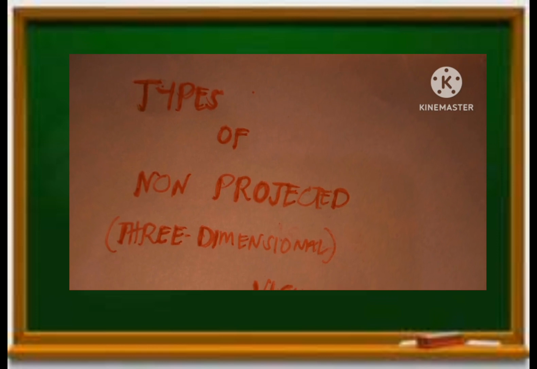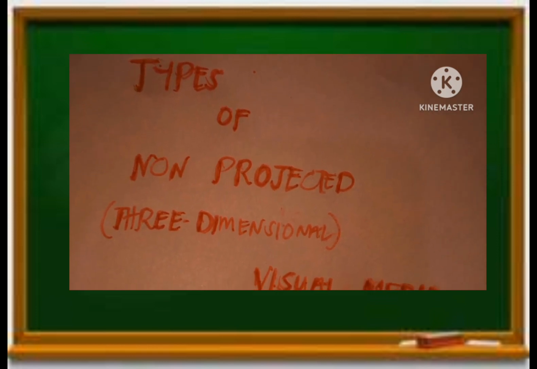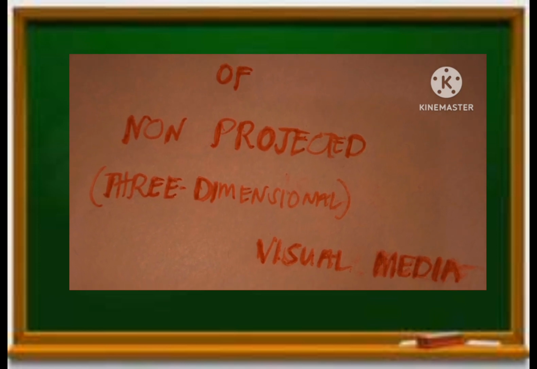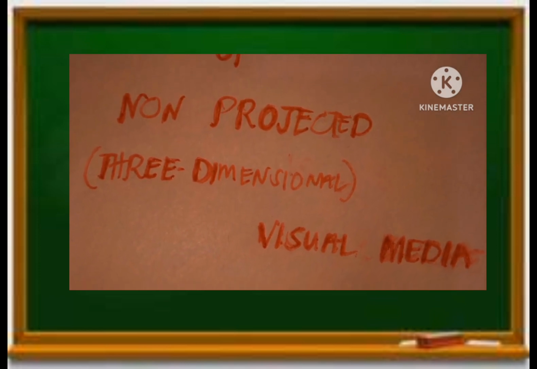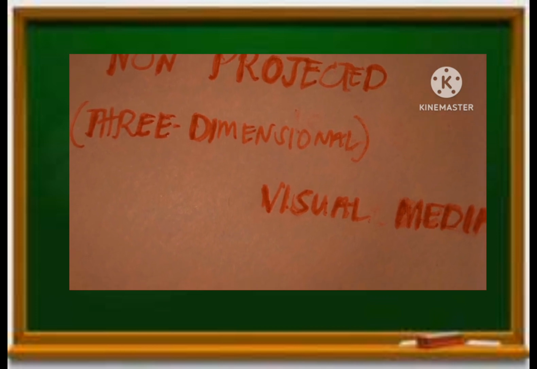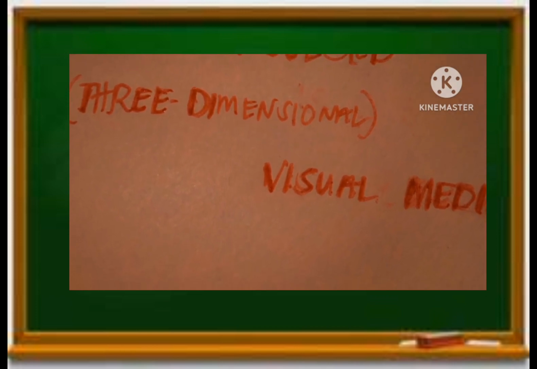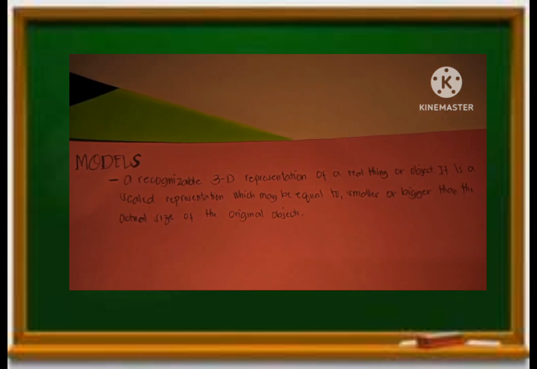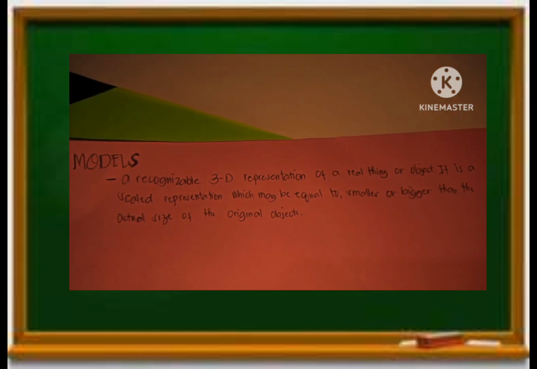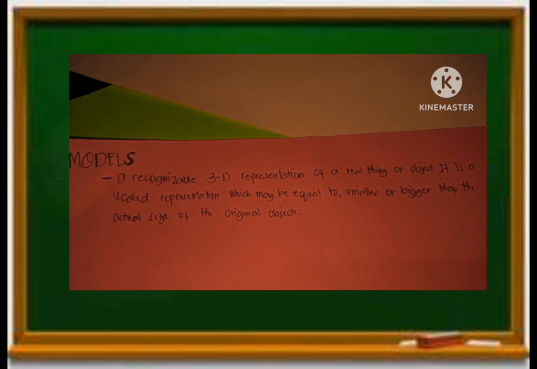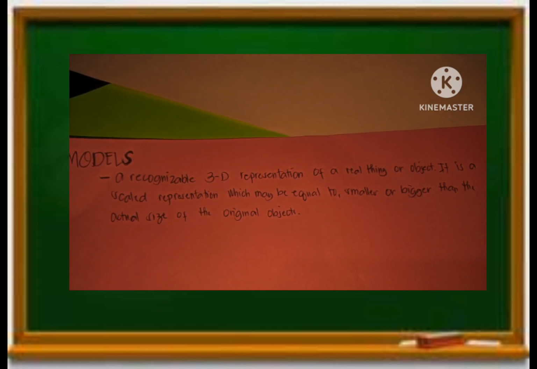And so here we are, let's discuss the types of non-projected or three-dimensional visual media, which are the models, globe, diorama, realia which are the real objects, specimen which are the samples, pop-ups, and the mock-ups. So the first type of non-projected or three-dimensional visual media is the models.